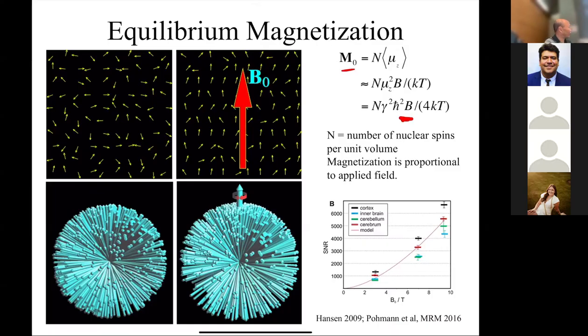And this is just showing on the bottom, as a function of field strength, your signal to noise ratio, and it goes up somewhat parabolically, almost linear at some point.